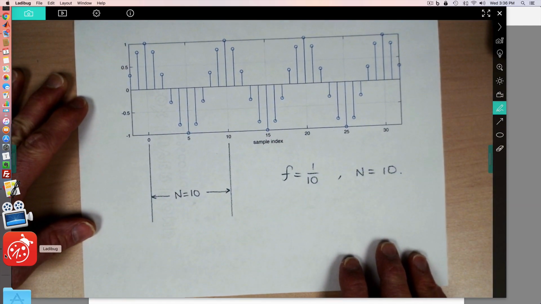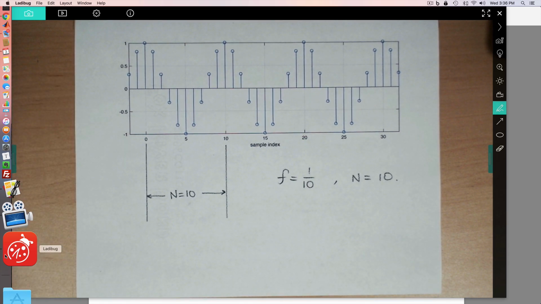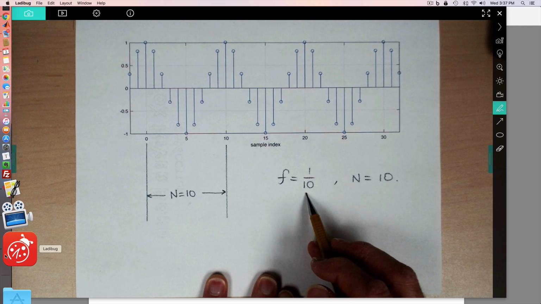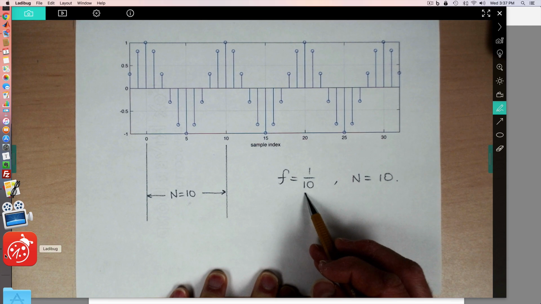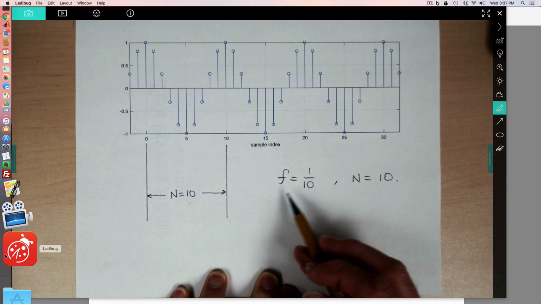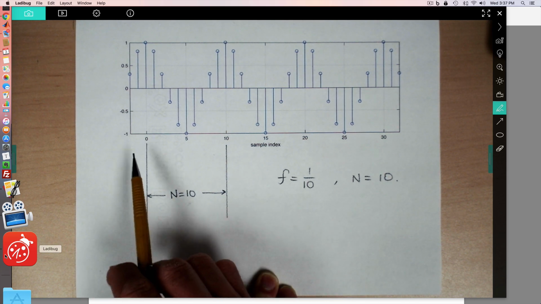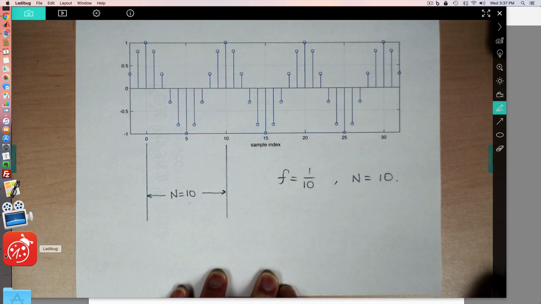Here's the first example, and this in fact is the example that we have looked at previously. Here the frequency is 1/10. That means the period is the denominator of that ratio. So here f is a rational number, a ratio of the integers 1 and 10, and the period is the denominator. And if you look up here at the sequence, you can see that it does repeat every 10 samples.